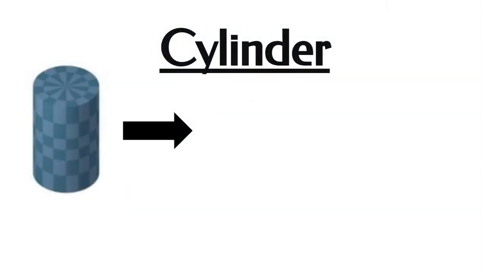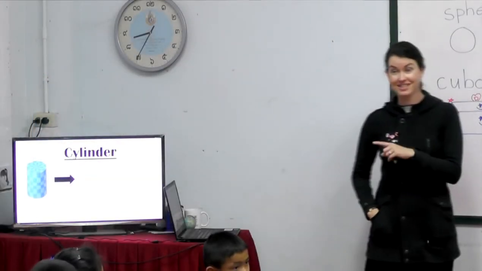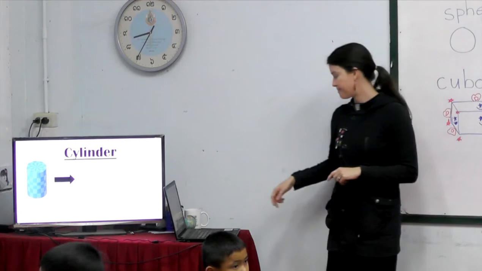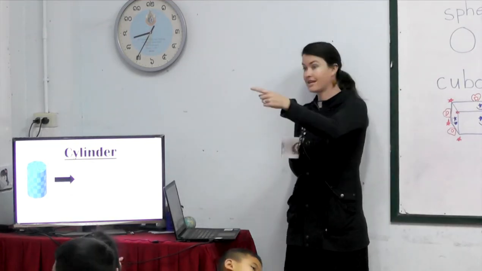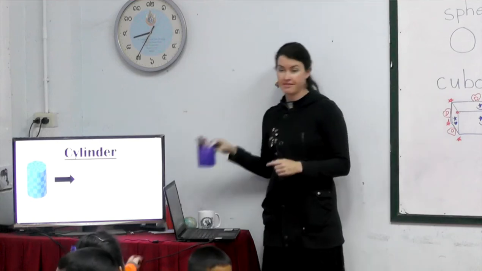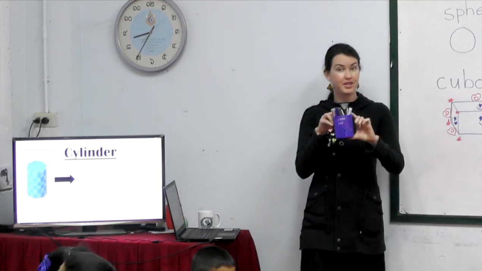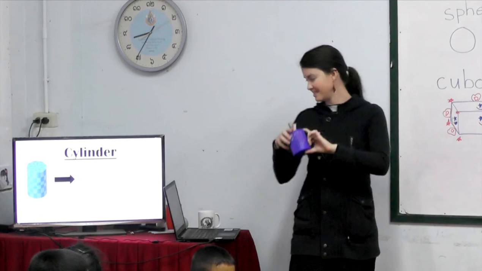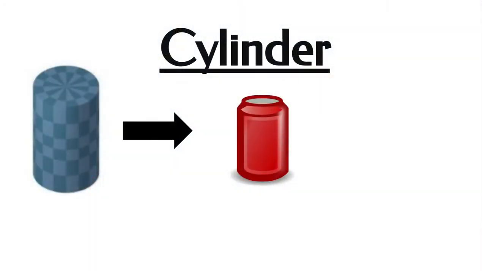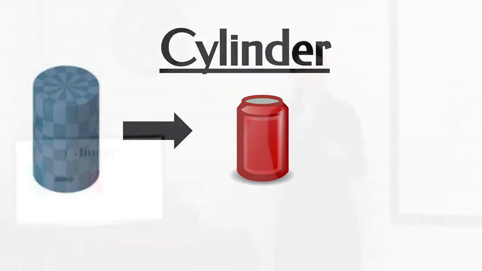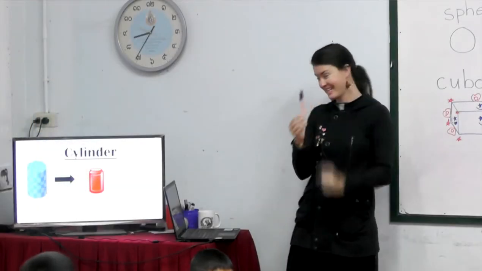Cylinder. Do you see any cylinders in our classroom? Oh. Yeah, this is like a cylinder. Our cups. Yeah. And we hold our markers in as a cylinder. Good. Yeah, even the marker is a tiny cylinder. Good thinking.